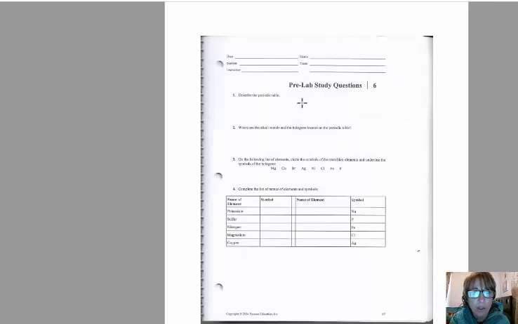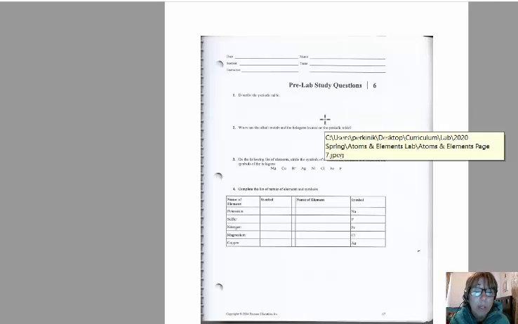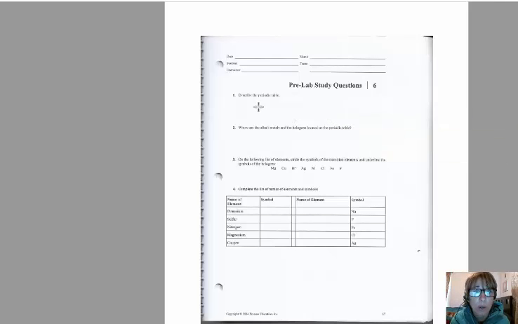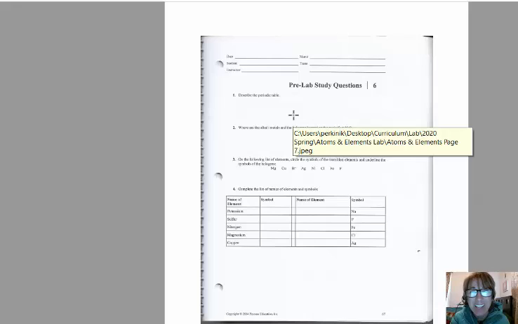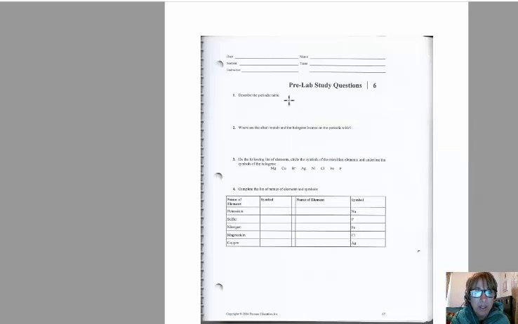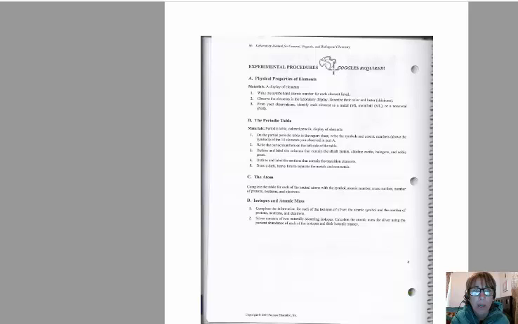So here are the pre-lab questions, and the first question is, describe the periodic table. Well, that's a really vague question, so to get a sense of what they're looking for here, you can find this answer in the introduction. So all of these questions have to be answered for the lab report, and then now let's take a look at how you're going to fill out the report sheet.